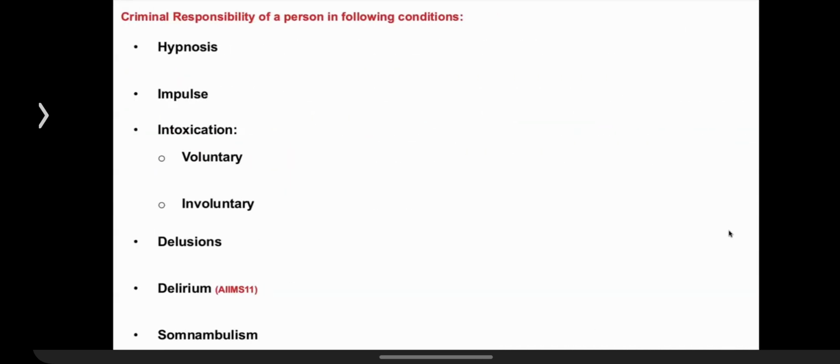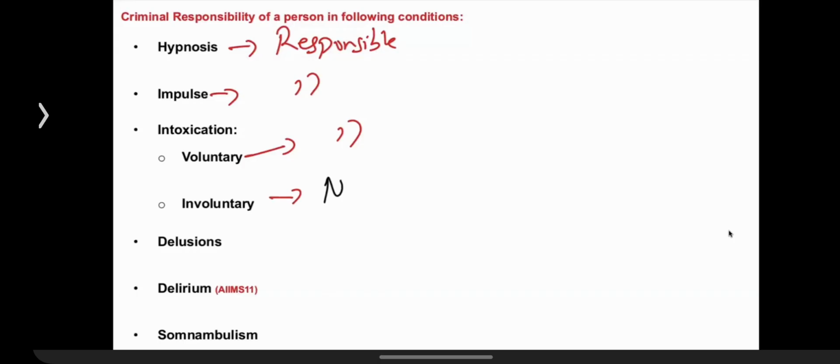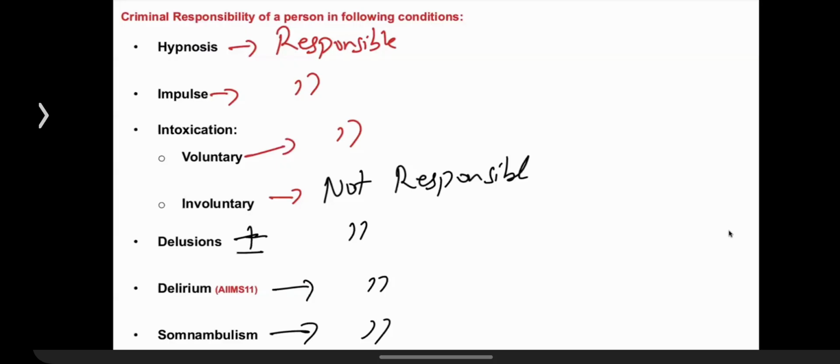Now, criminal responsibility of a person in the following conditions. In hypnosis, it's responsible. Impulse disorder, responsible. Voluntary intoxication, responsible. Involuntary, not responsible. Delusion is actually plus minus. It depends upon the type of delusion. But many times in your exam, the details on the type of delusion may not be written. So in that case, you can consider not responsible. Delirium, not responsible. Sleepwalking, not responsible.